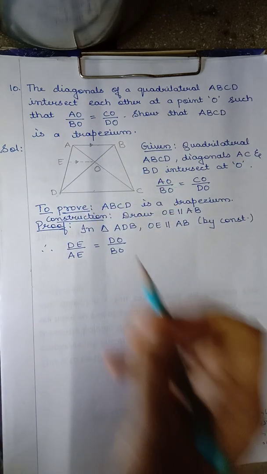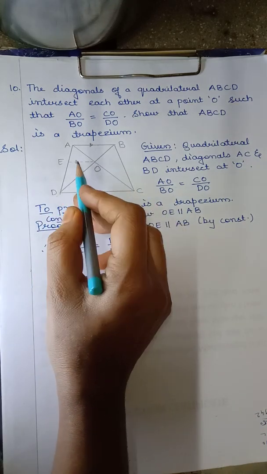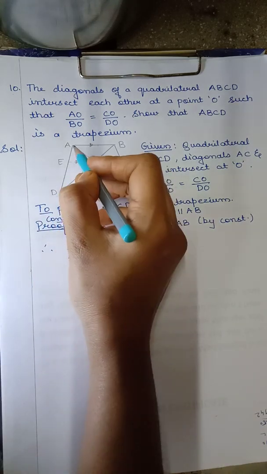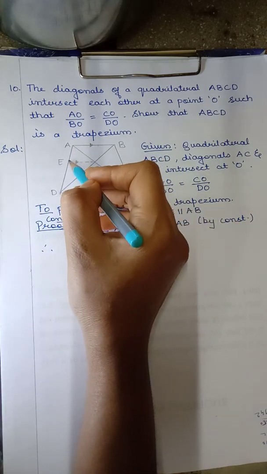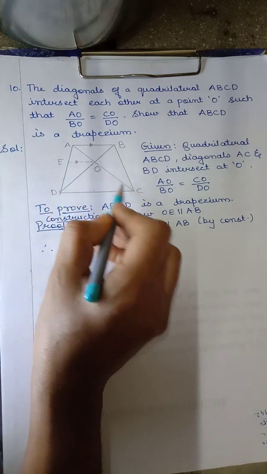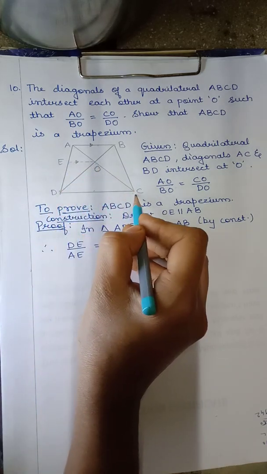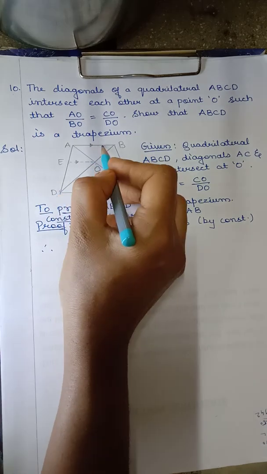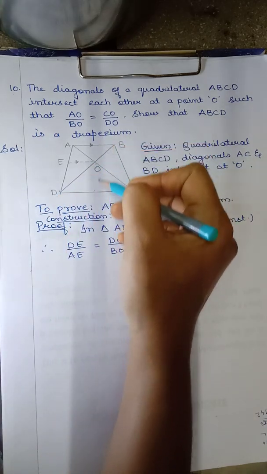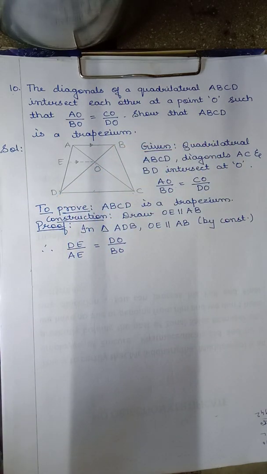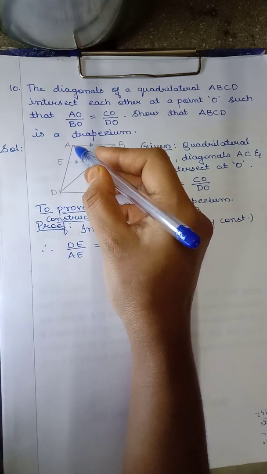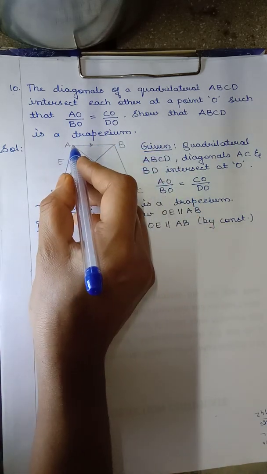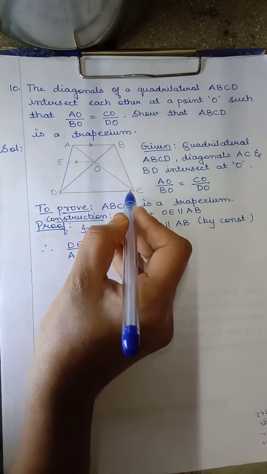So how to prove now that OE is parallel to CD? To prove OE is parallel to CD, we have to take the triangle ADC. In this triangle ADC, if we get AE by ED is equal to AO by OC, then OE will become parallel to CD, and OE is already parallel to AB. Therefore AB will become parallel to CD, and thus ABCD will become a trapezium. Now we have got DE by AE, but we want to prove that AE upon ED is equal to AO upon OC.